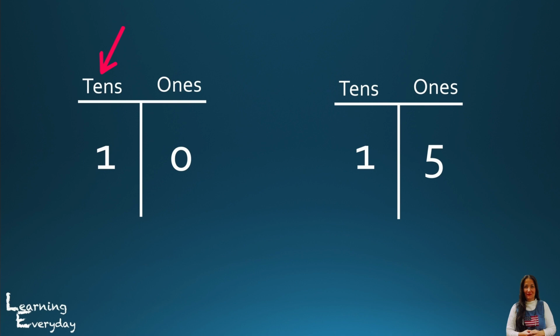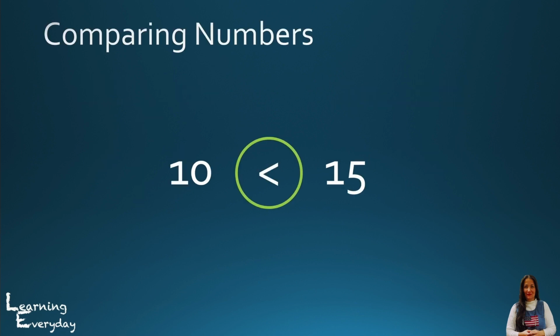Look at the tens place. On the left, you see a 1. Look at the tens place on the right, you see a 1. Now let's compare the ones place. On the left, you see a 0. On the right, you see a 5. Because 5 is bigger than 0, you know that 15 is bigger than 10. 10 is less than 15.